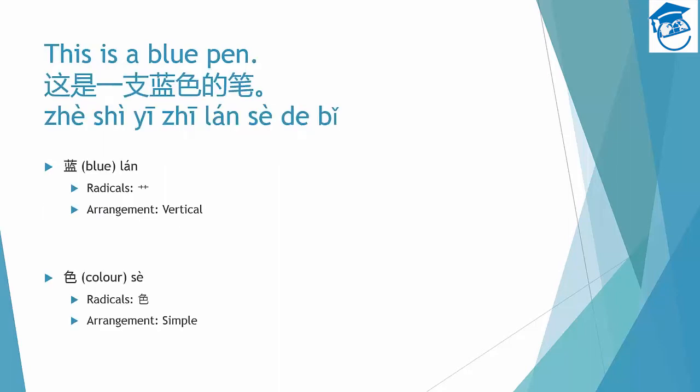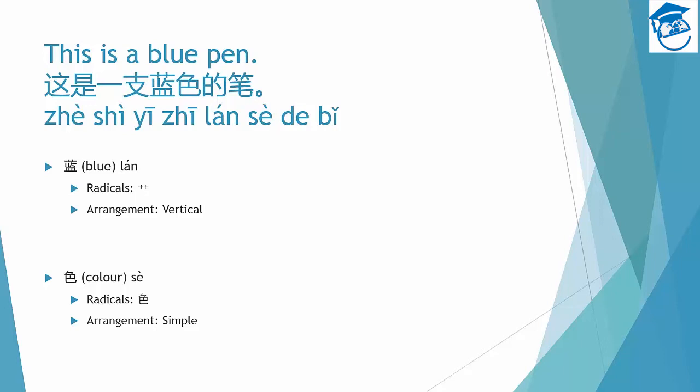Okay? So the first sample sentence I have for you is, This is a blue pen. 这是一支蓝色的笔. So the new word for you in this sample sentence is 蓝色, which means blue. Okay, so you have learned 这是一支笔 is this is a pen, but when you want to say this is a blue pen, you have to add 蓝色的. And you already know the word 的, but this 的 is used to connect adjective and noun. So that's why it is appearing there.